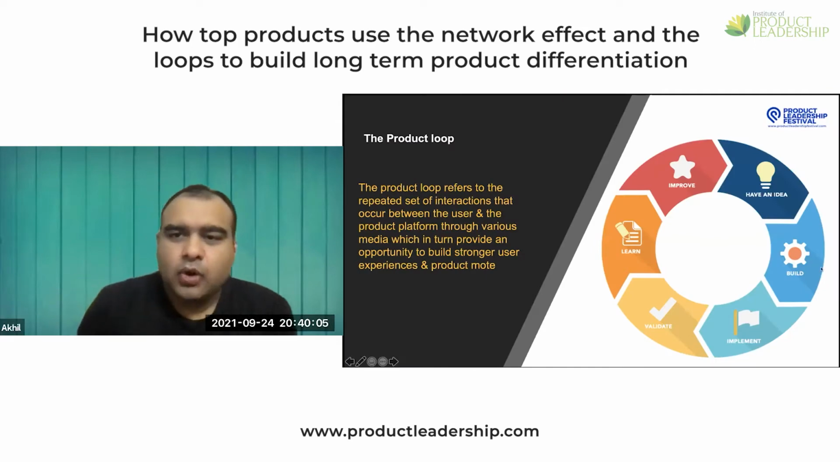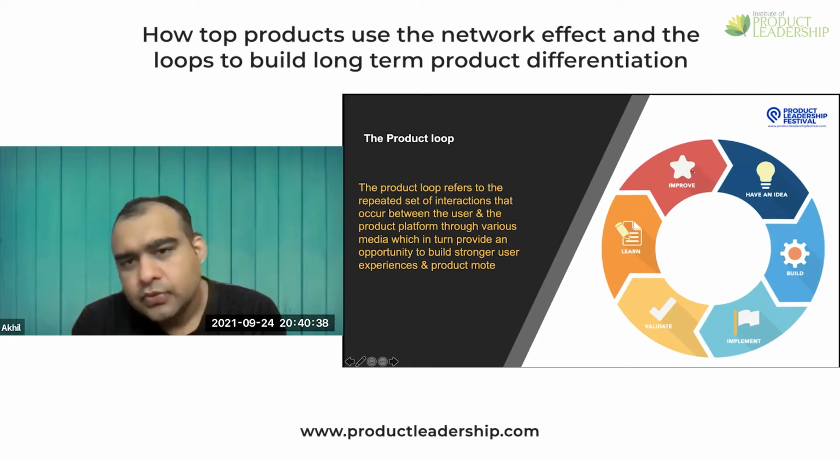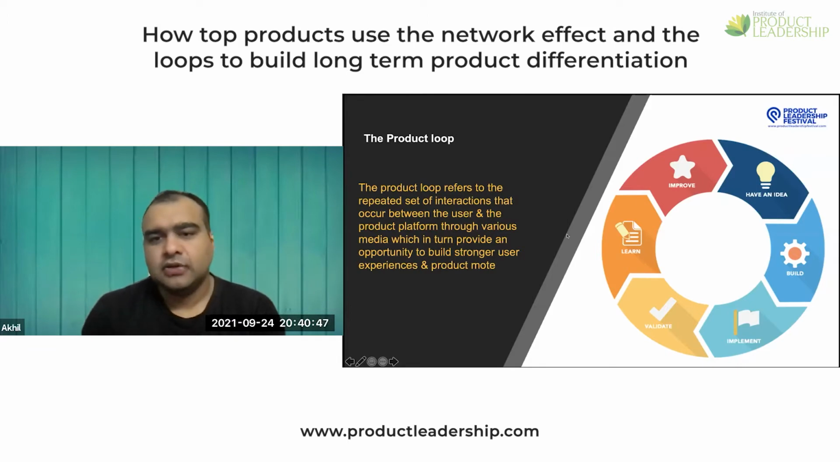So essentially, what is a product loop? A product loop is basically a repeated set of interactions that occur between the user and the platform in a way that it provides an opportunity to improve the entire platform and build stronger experiences and product moat as the cycle continues. So think about it: you start with an idea, you build, you implement, you validate, and you start learning. And that's where your loops start performing. You then use that feedback to improve your products. And then your product idea also becomes an iteration. And you continue on this cycle.